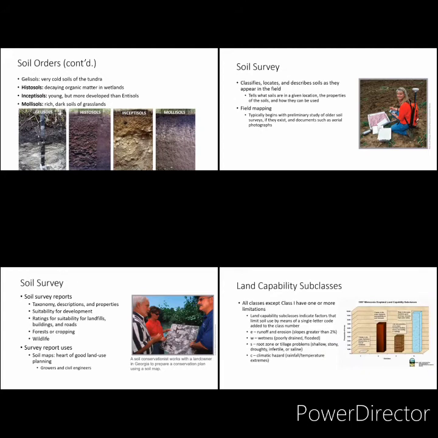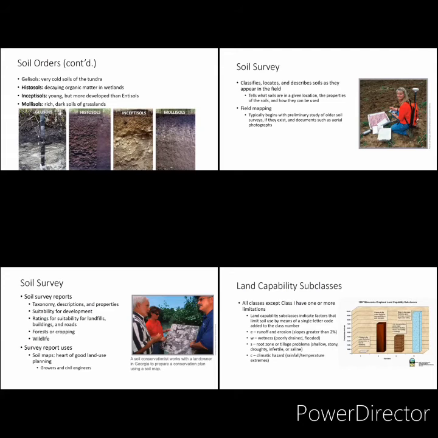Land capability subclasses indicate factors that limit soil use by means of a single letter code added to the class number. A Class 2E soil, for instance, is slightly limited by erosion hazards. A Class 6E soil is very limited by erosion hazards. The letter codes are as follows. E, runoff and erosion. Lands with slopes greater than 2% are those that need some form of erosion control.